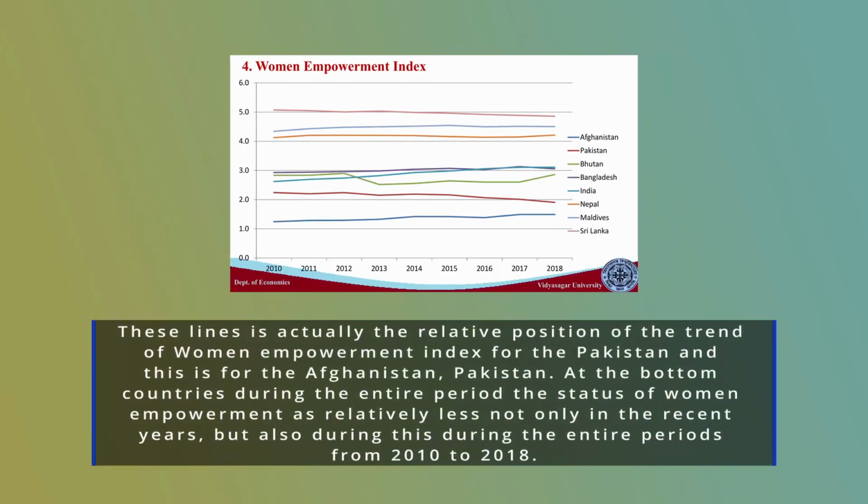These lines show the trend of the women empowerment index for Pakistan, and this one is for Afghanistan. Therefore, Afghanistan and Pakistan are the bottom countries during the entire period. The status of women empowerment is relatively low, not only in recent years, but also during the entire period from 2010 to 2018.